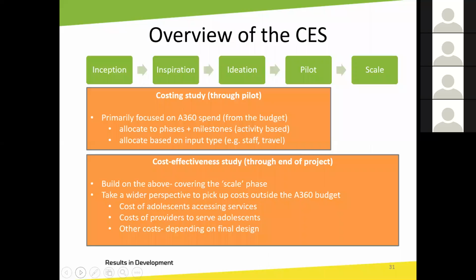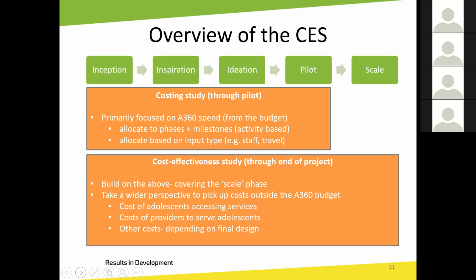That is helpful just to lay these two pieces out relative to the timeline. So there's actually going to be two different deliverables or two different studies. First is the costing piece, which is going to go through the pilot phase and is really going to be focused on taking all of the money that's spent under A360 and allocating it out to the phases and key milestones within each phase, and also then looking at it across input types. This will also be done by country as well.